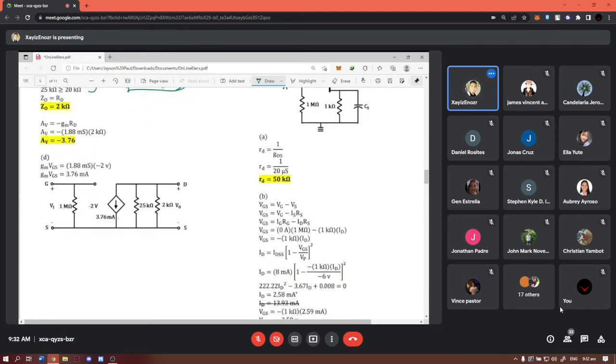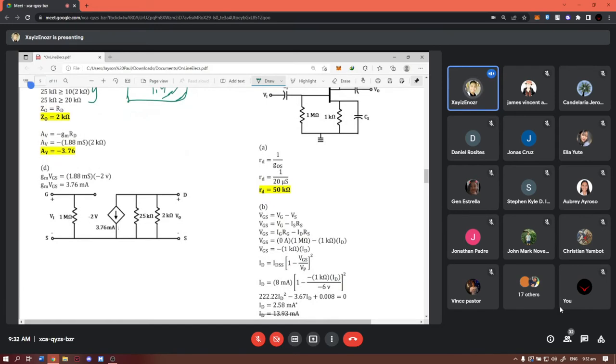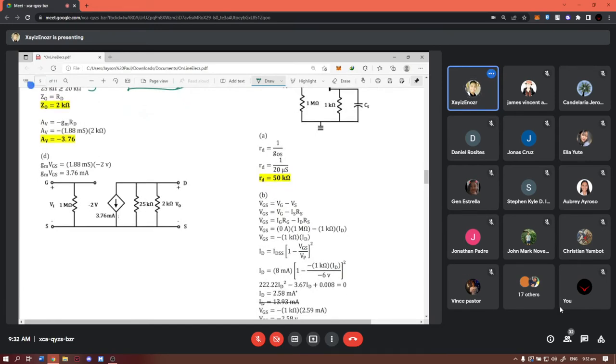Okay. Next, sketch down natin yung ating equivalent circuit. Equivalent circuit lang naman, lalagay mo lang naman yung mga nakuha mong parameters. So, we have 1 mega ohm. Ayan, 3.76 milliamperes.